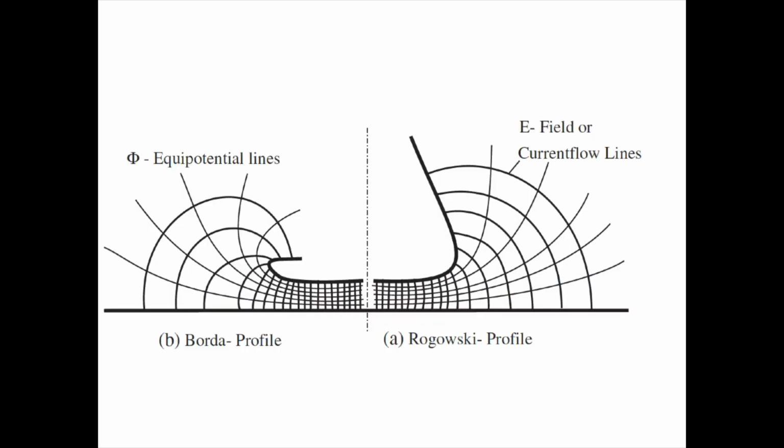Now this slide shows two profiles. One is a Rogowski profile and the other is a Borda profile. The aim of these two profiles is to produce uniform electric field and to avoid the sharp edges, sharp points where there is possibility of electric breakdown. So you can notice that this is one electrode and then this is another electrode. This is a ground electrode, for example, and this electrode is at certain voltage. It's at high voltage.